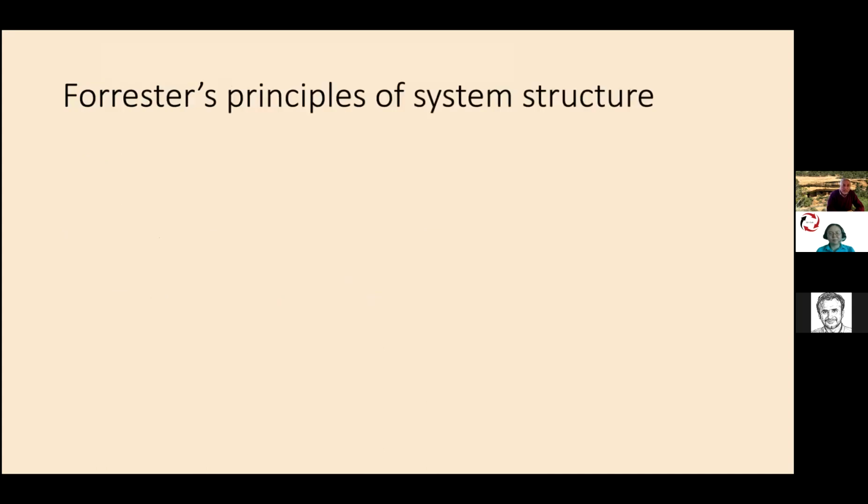So first, let's look at Forrester's Principles of System Structure. This is from his book, Principles of Systems. I call it Principles of System Structure because he wanted to write 2 volumes, Principles of System Structure and Principles of System Behavior. He never got to the second volume.